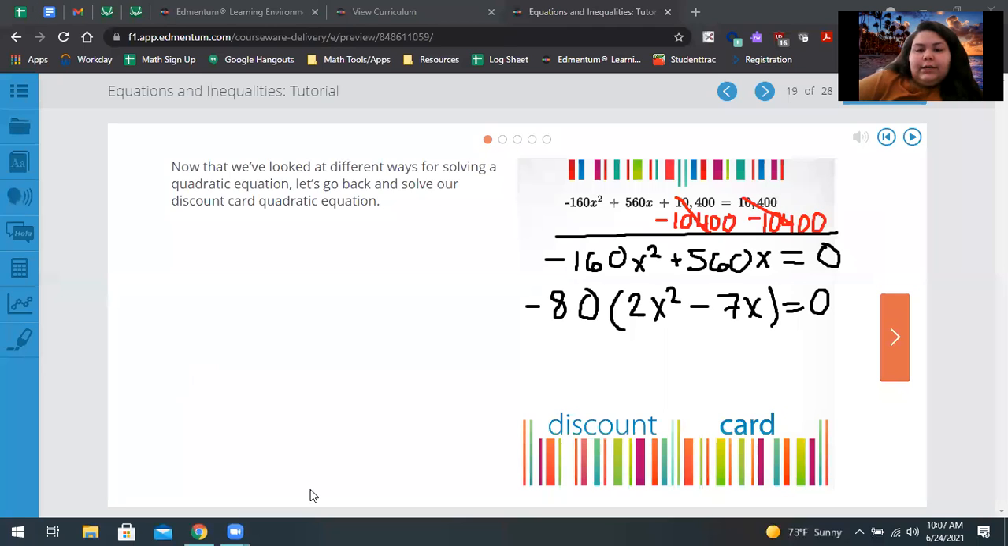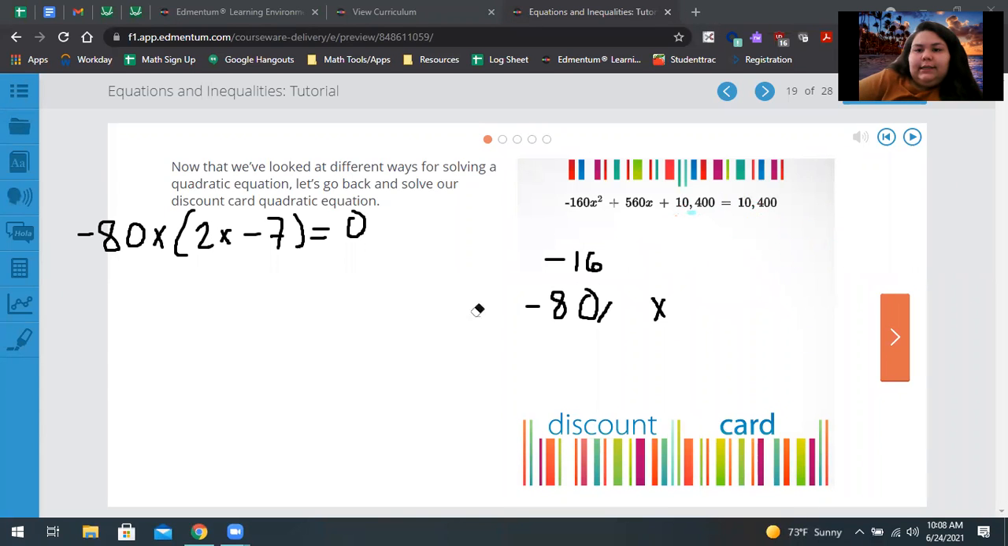Actually, I kind of goofed a little piece here. Both terms have an x. I can factor out an x as well. So if I factor out an x, this is no longer x squared, and then this is just 7 there. When you remove an x, x squared will just be x, and that x got removed, so it would just be negative 7. So let me write this over here. We have negative 80x, parentheses 2x minus 7, is equal to 0.